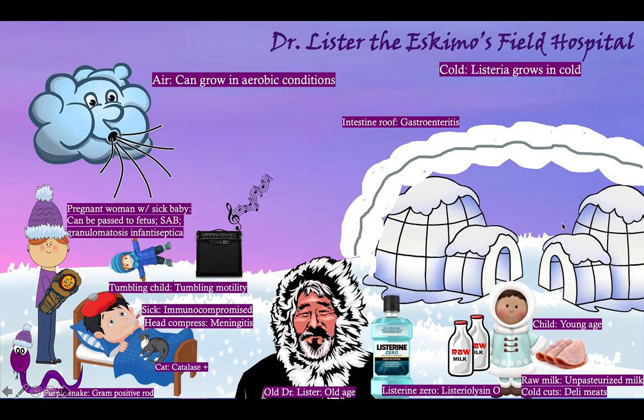Now, over these igloos is a roof that kind of looks like an intestine. And that will remind you that Listeria causes gastroenteritis in anyone. Remember, that's the delayed onset gastroenteritis, often with flu-like symptoms, that occurs approximately 3 weeks after eating the contaminated food.